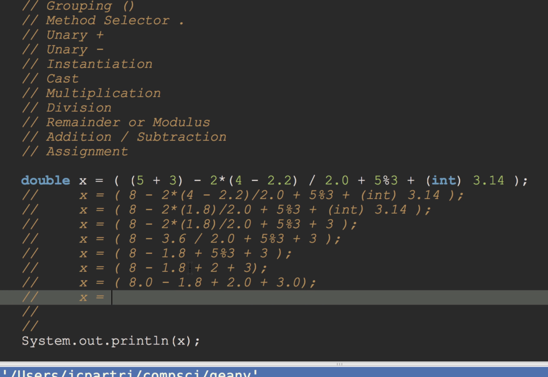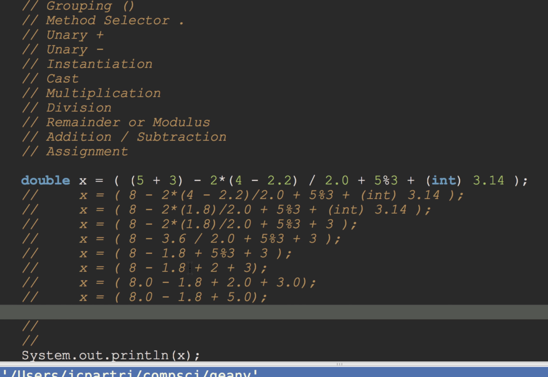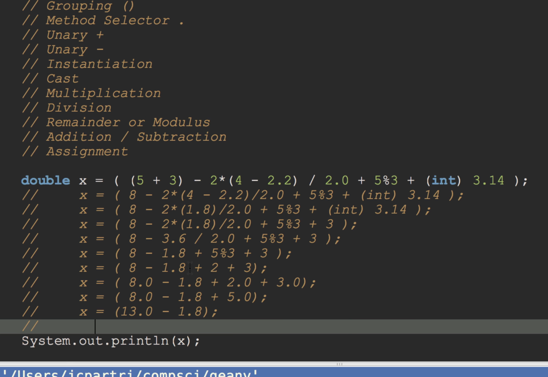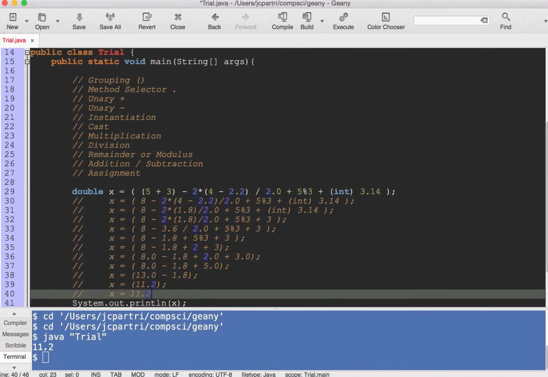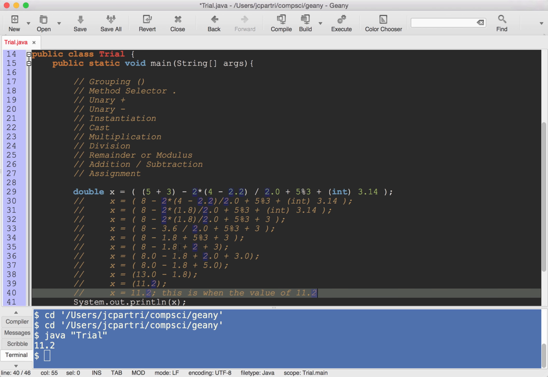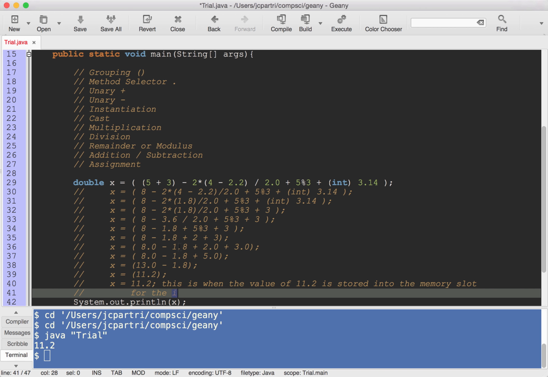And let's see, 8 minus 1.8. It would actually do the addition first. So 8.0 minus 1.8 plus 5.0. Then comes x equals 8.0 plus 5, which is 13.0, minus 1.8. And then lastly comes x equals 13.0 minus 1.8 is 11.2. And so we can basically drop the 11.2. X equals 11.2. And so this is when the value of 11.2 is stored into the memory slot for the identifier X. And there we go.